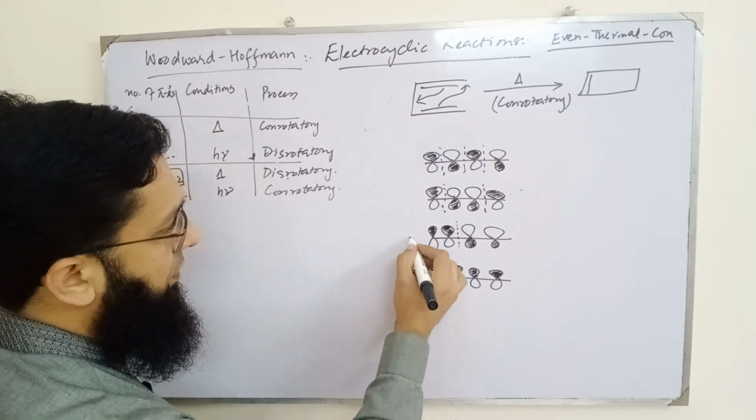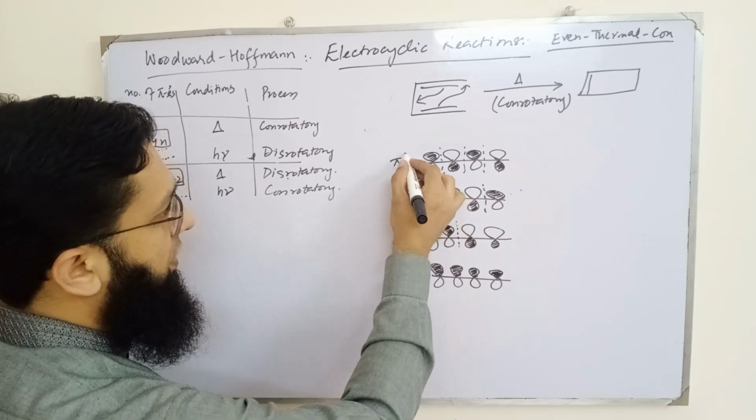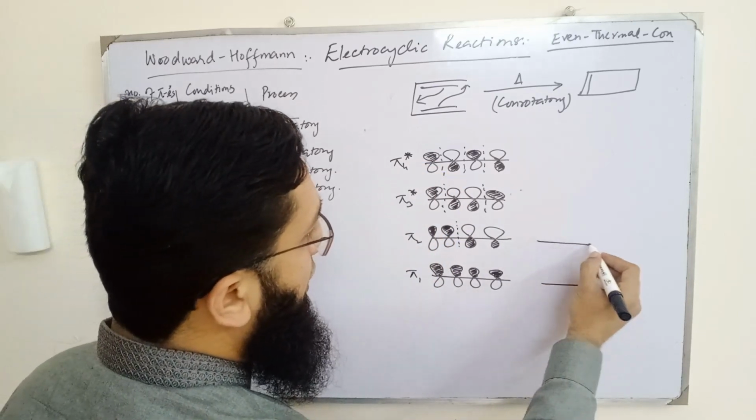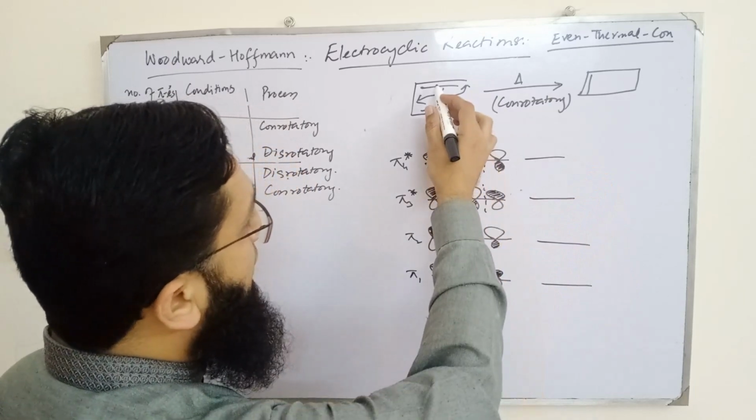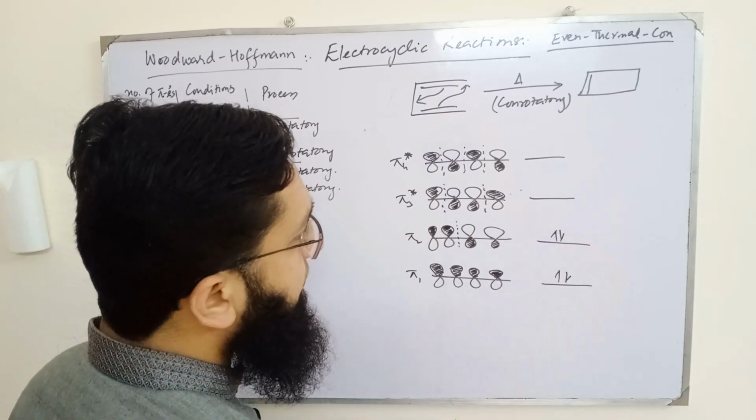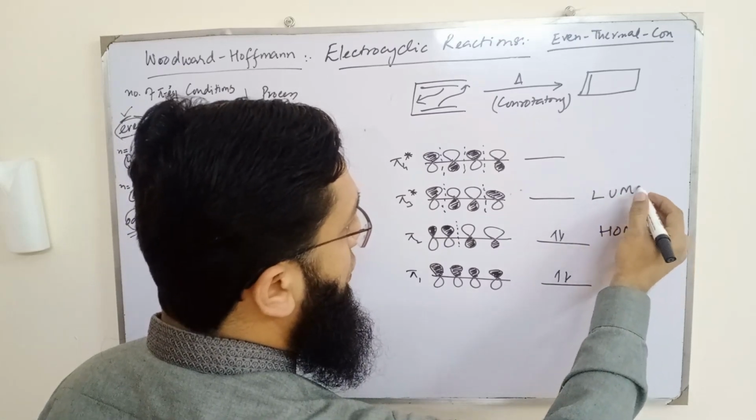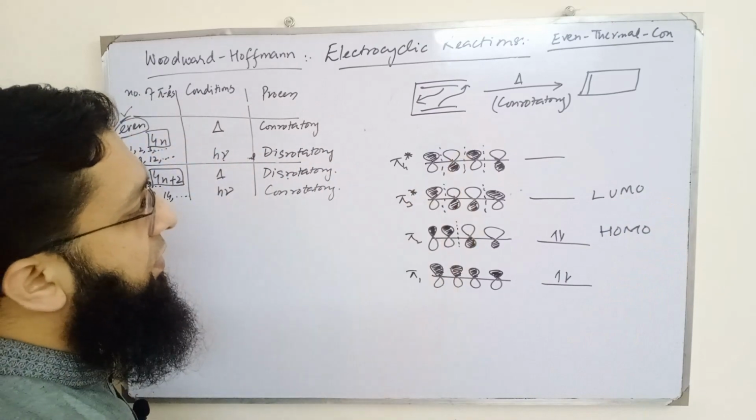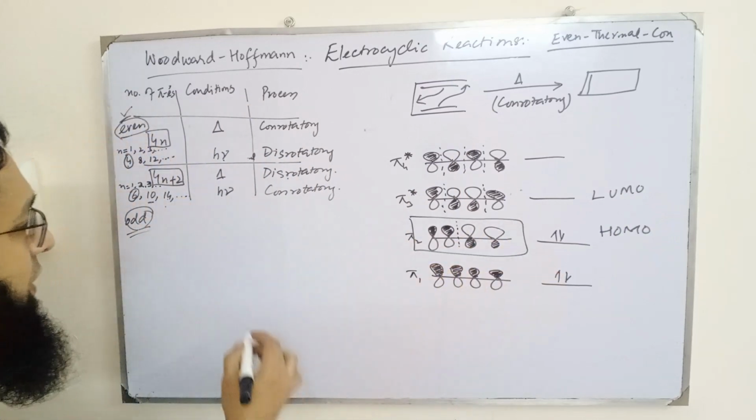This is pi 1, pi 2, pi 3 star antibonding, pi 4 star antibonding. And if we see the pi electron diagram, because here we are concerned with pi electrons, so 2 pi electrons, 2 pi electrons, 4 pi electrons. So this is HOMO and this is LUMO. The reaction is taking place under thermal conditions, so we will have this HOMO orbital for the ring closing reaction. So we can use this one.